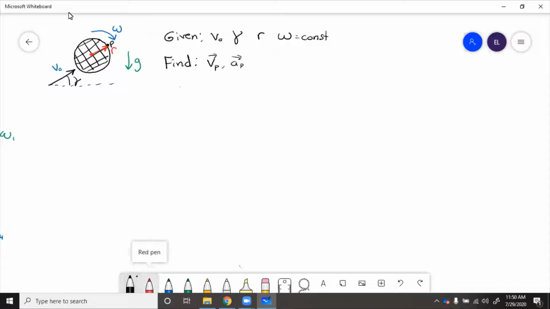So let's put some numbers into here. Initial velocity will be 10 meters per second. Initial kick angle is 30 degrees. Radius of the soccer ball will be 0.1 meter. And then angular velocity, we'll say that is 20 radians per second.